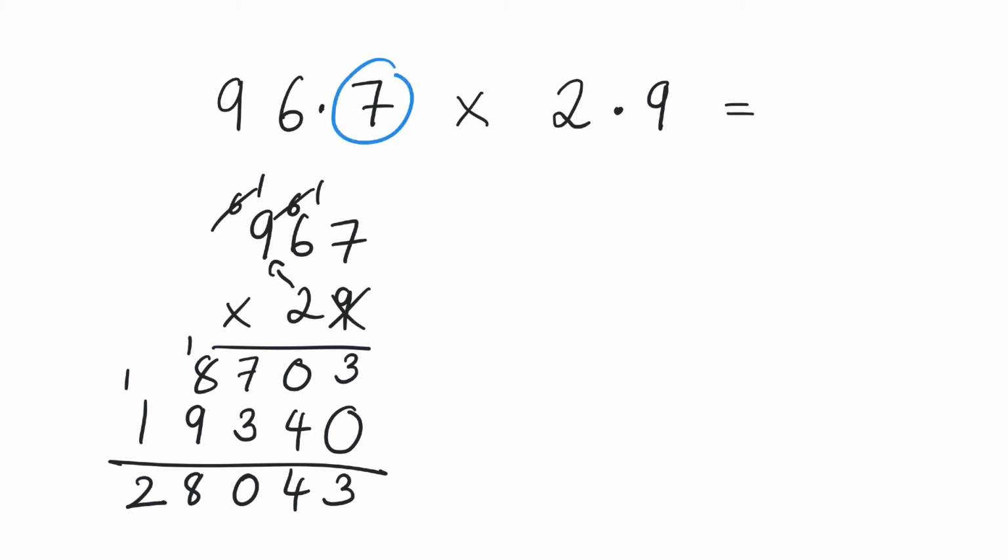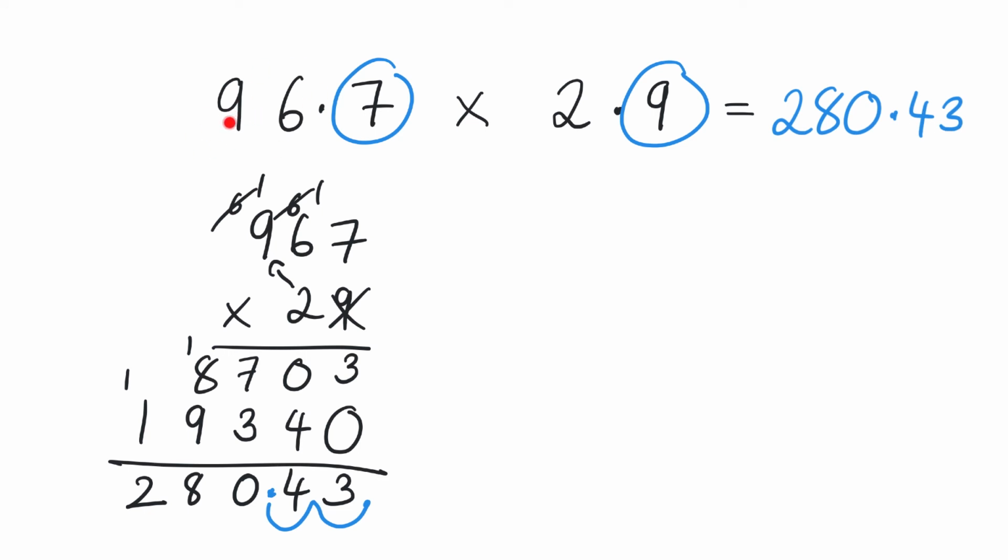Now, how many decimal places did I have in my original question? I had 1, 2 decimal places. So I move it 2 decimal places to the left. 1, 2. So my answer is 280.43. And it's always a good idea to check, do a rough estimate in your head. If I have 96 times 3, my answer is obviously around 280. So that's how I know that my calculation is correct.